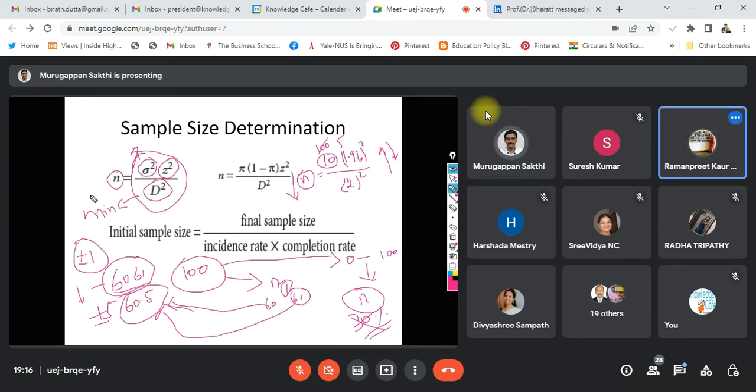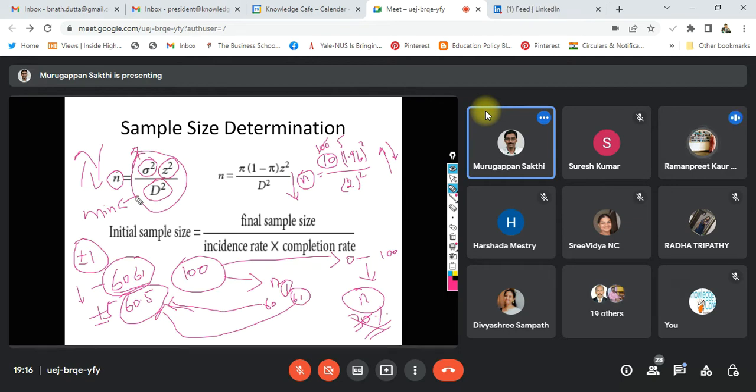Inverse. N will go up, sir. Yeah. If you are demanding more accuracy, more sample size is required. If you are expecting less accuracy, a smaller sample size is more than enough. Can you understand now?